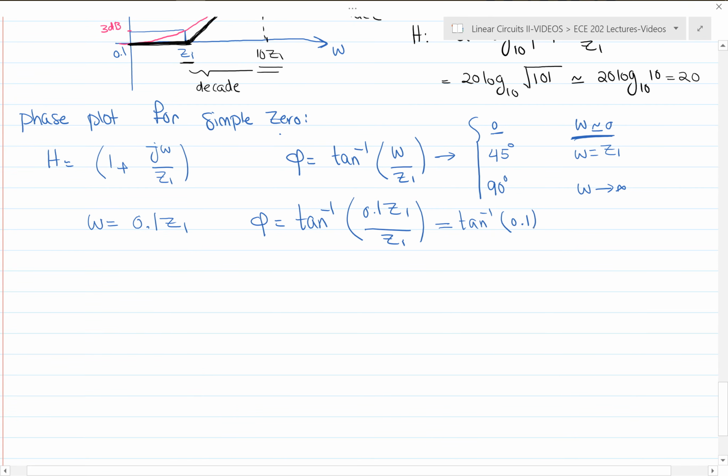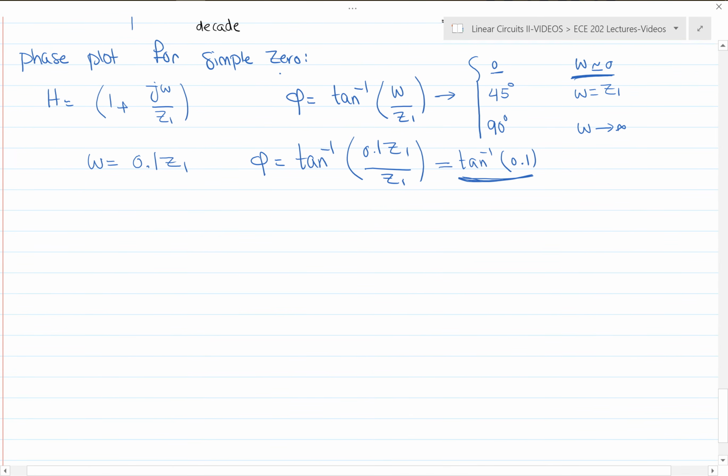Okay, so this is increasing, right? Tangent inverse of 0.1 is bigger than 0, correct? So it says that when omega is equal to 0.1 z1, the plot starts increasing. Okay, these are all approximations that we are making in order to have the plots that are in table 14.3.